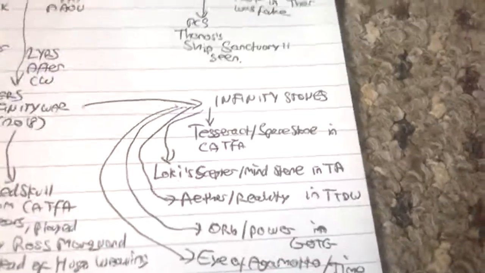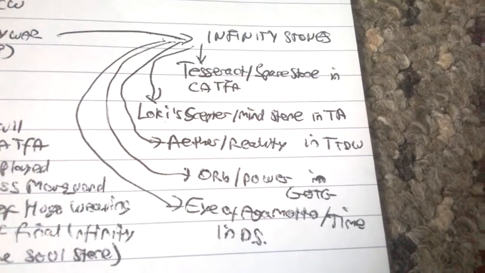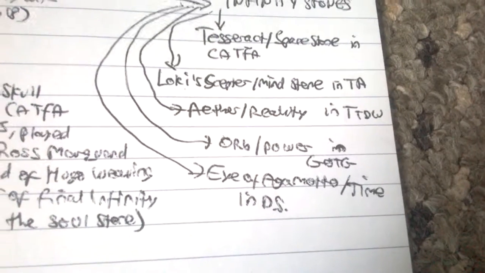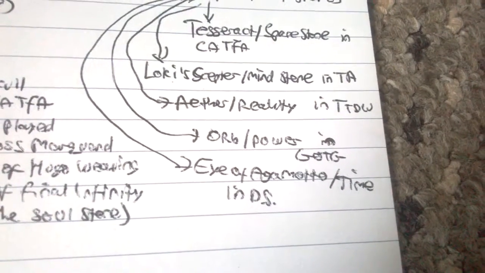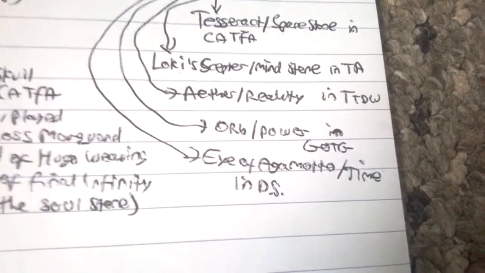Here I just put the Infinity Stones: the Tesseract / Space Stone in Captain America: The First Avenger, Loki's Scepter / Mind Stone in The Avengers, the Aether / Reality Stone in Thor: The Dark World, the Orb / Power Stone in Guardians of the Galaxy, and the Eye of Agamotto / Time Stone in Doctor Strange.